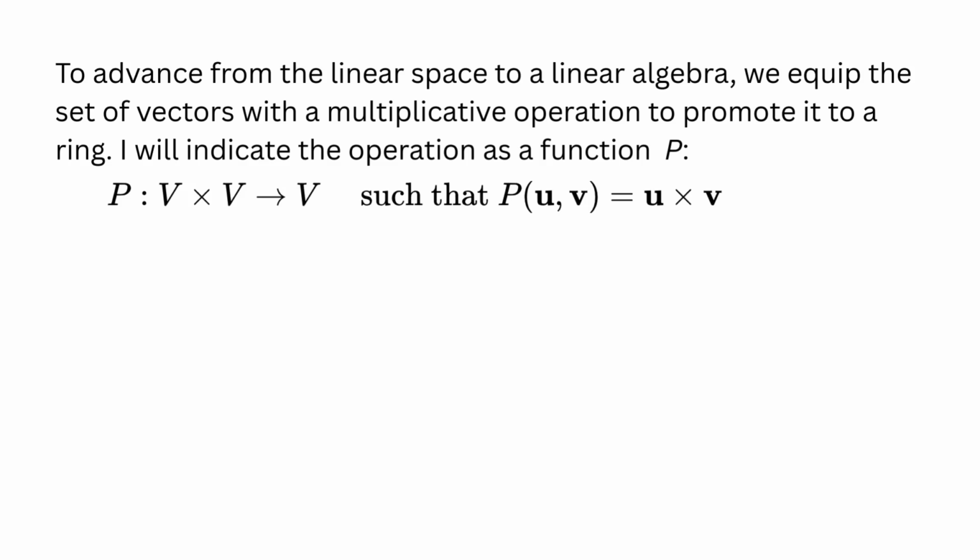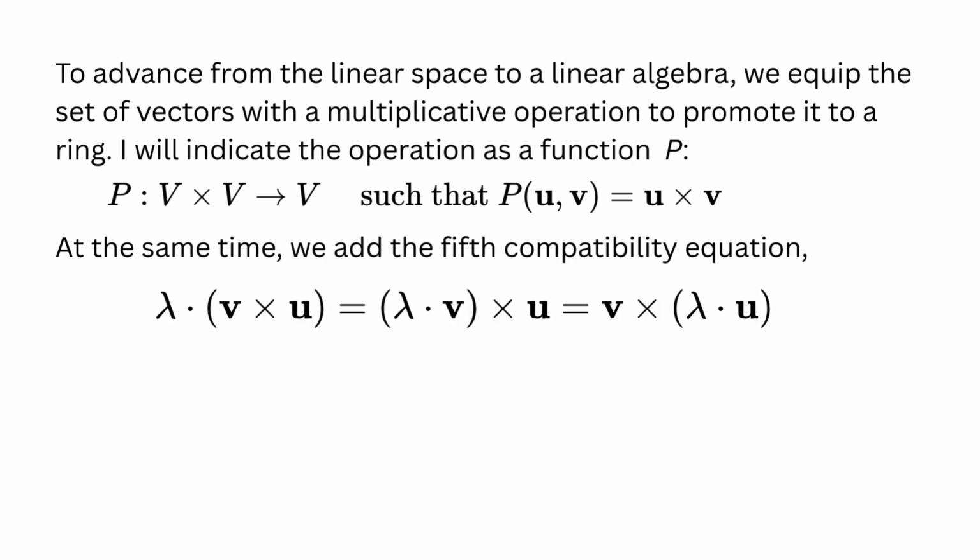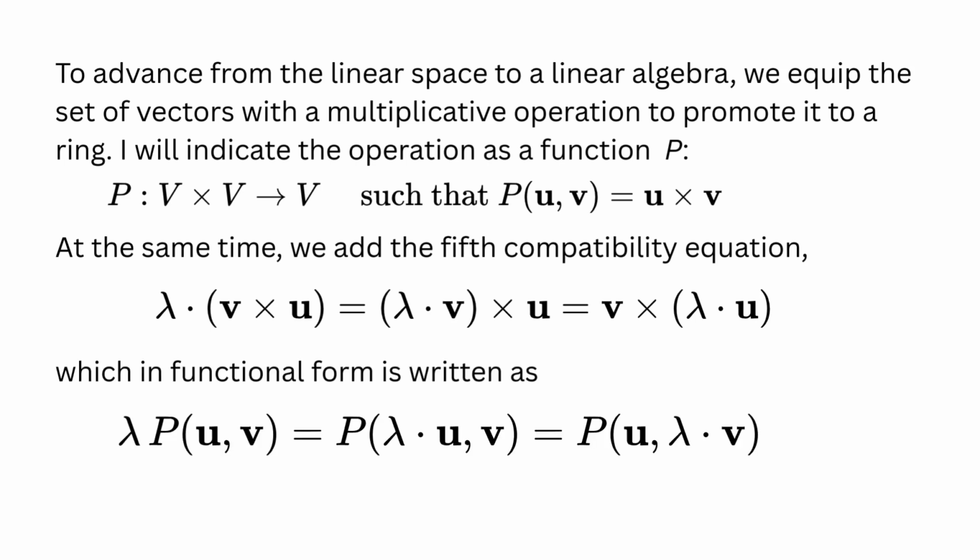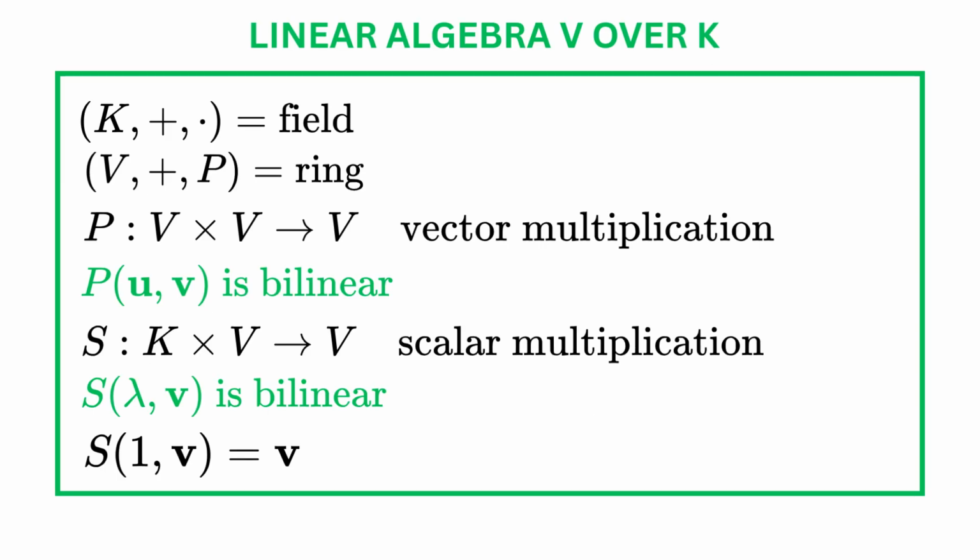To advance from a linear space to a linear algebra, we equip the set of vectors with a multiplicative operation to promote it to a ring. I will indicate the binary operation between vectors as a function p. At the same time, we add the fifth compatibility equation, which in functional form is written as follows. Notice that this compatibility equation gives two of the four equations needed for declaring the multiplicative operation between vectors a bilinear operation. Well, there is nothing to stop us from introducing a bilinear multiplicative operation in V. In this case, the resulting algebra is called linear algebra.